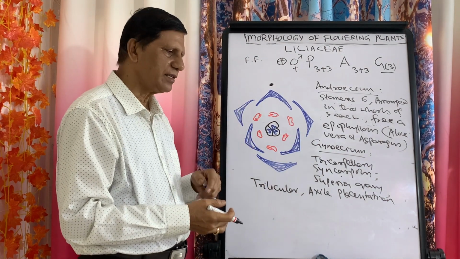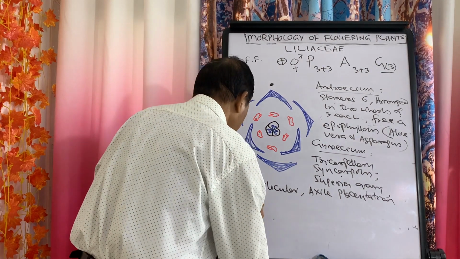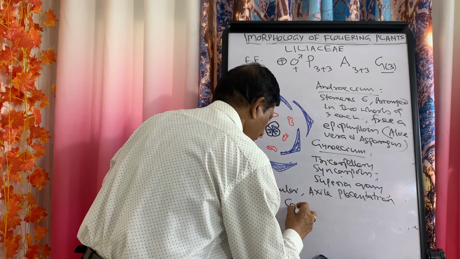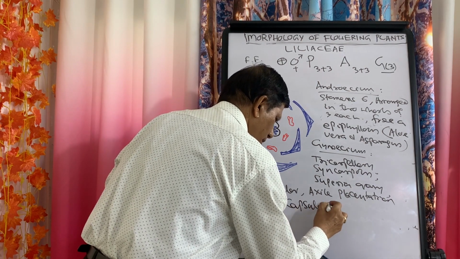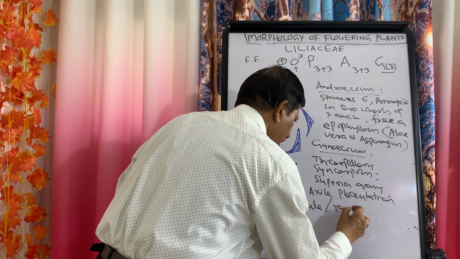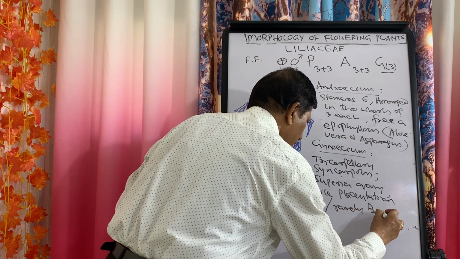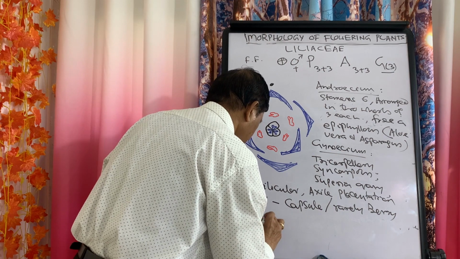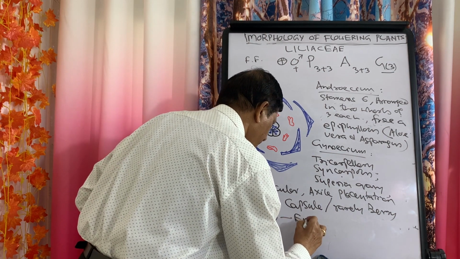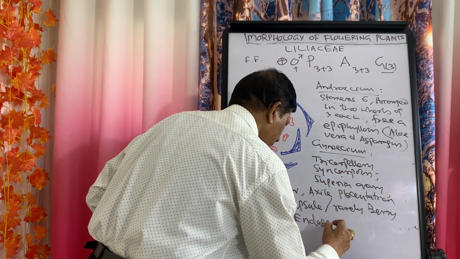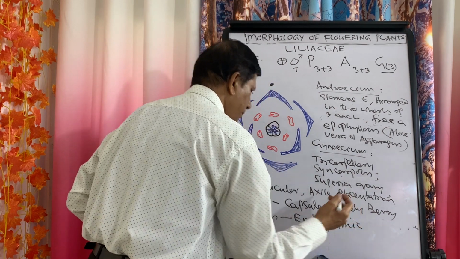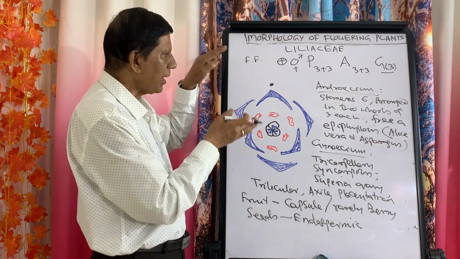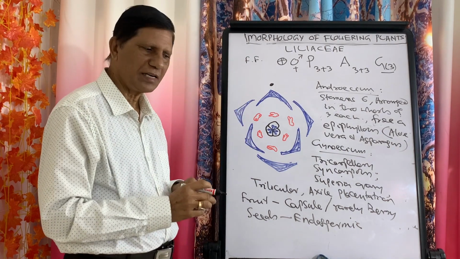But the fruit and seed cannot be written, and the fruit is usually capsule, and rarely it is berry, and the seeds are usually endospermic, because most of the monocots are also endospermic. So this is the common floral diagram and floral formula for Liliaceae family.